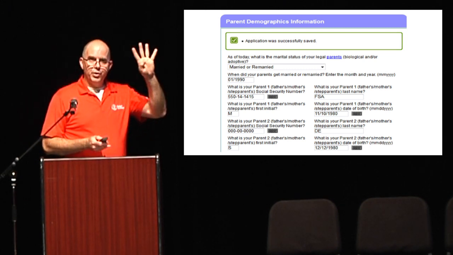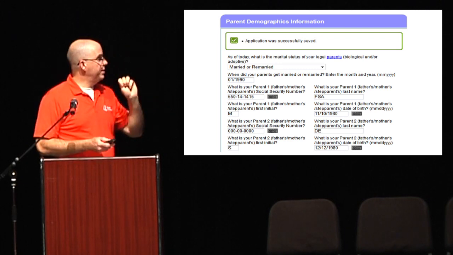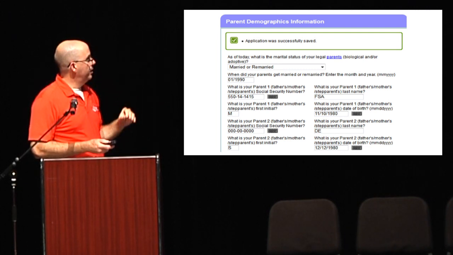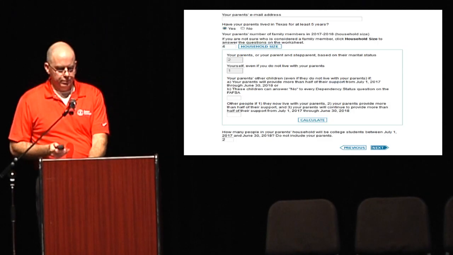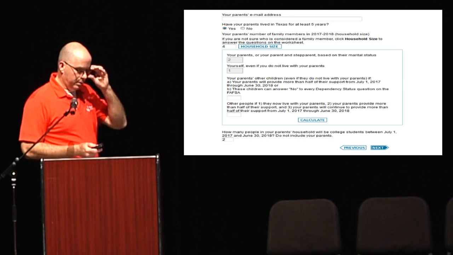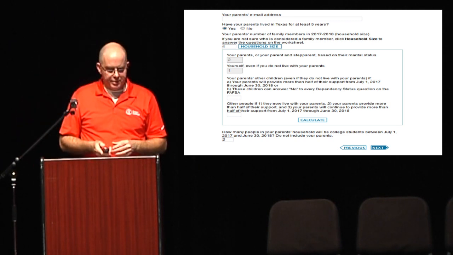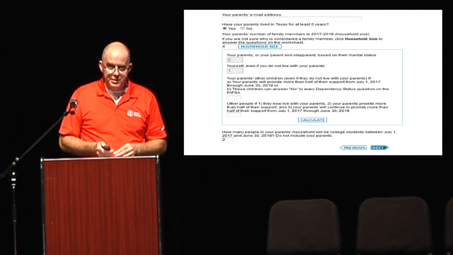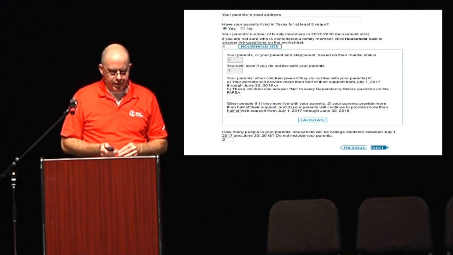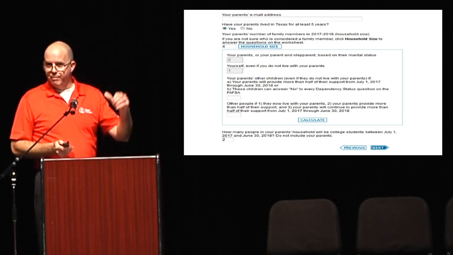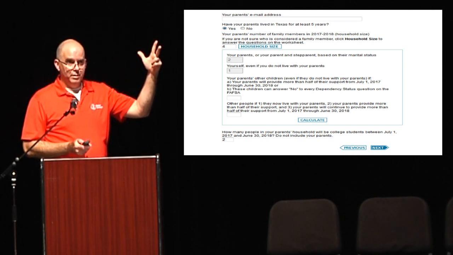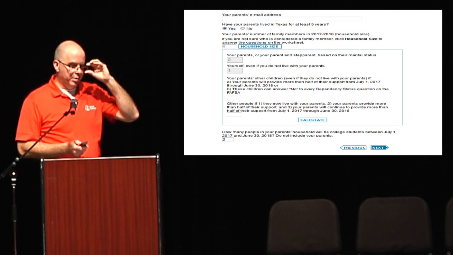And then the next set of 4 questions are going to be for the parent, the father and the mother. They want to know the social security number, the last name, first initial, and date of birth for each of them. Moving on, the parent would enter their email address, and they want to know, has the parent lived in that state for at least 5 years? Then next, they want to know the household size. In our example, we have mom, dad, the student, and then sister. So our household size is 4.